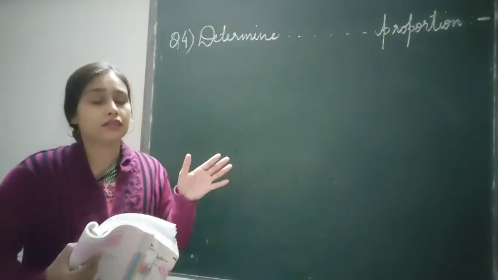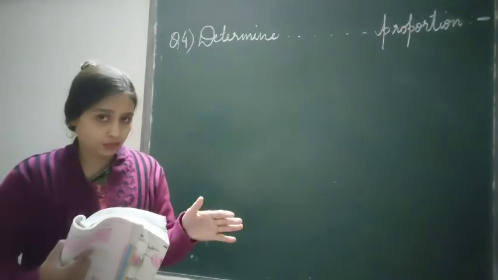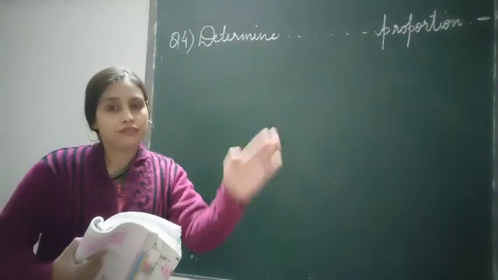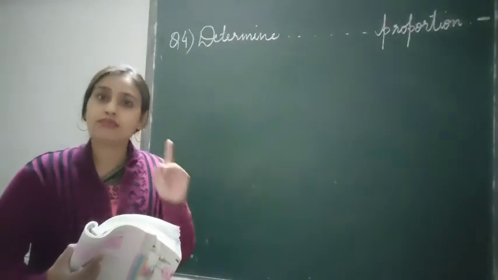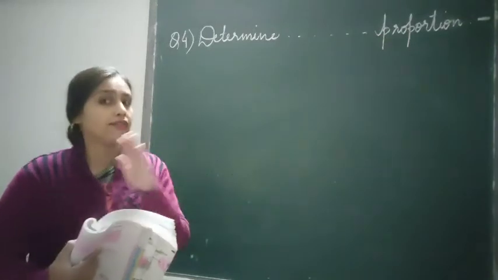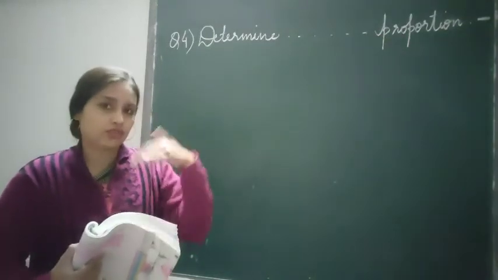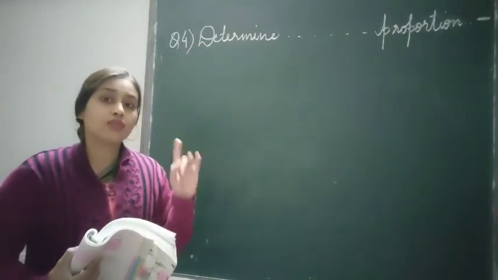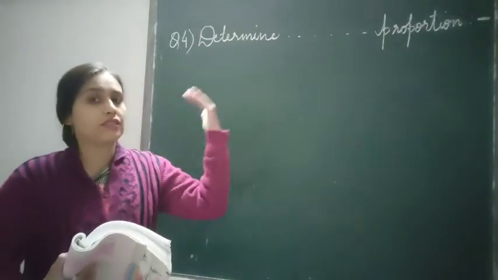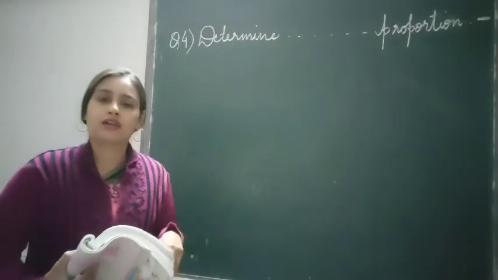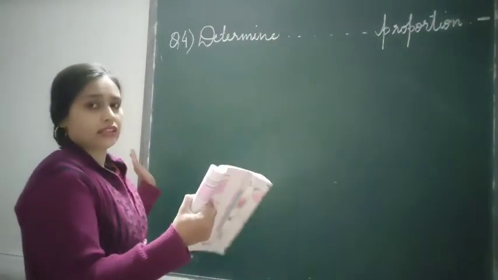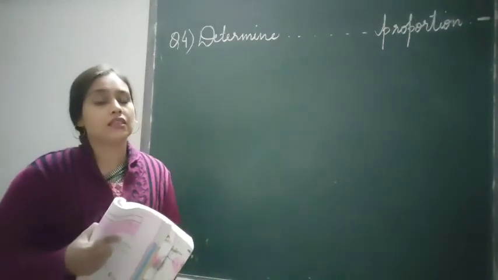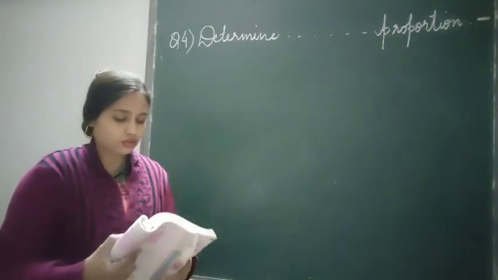When the two ratios are in proportion, we have 4 terms: first term, second term, third term and fourth term. First and second term form one ratio, third and fourth term form another ratio, right? When we are comparing, the first and the fourth, that is the first and the last term, are known as the extreme terms. Why? Because they are in the end. And the second and the third terms are known as the middle terms. Okay, so let's start.